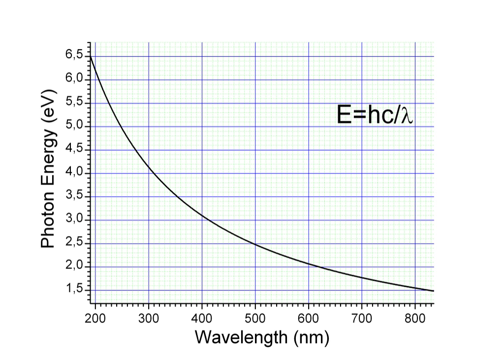1 over kB equals 1.602 176 53 14 times 10⁻¹⁹ J per electron volt over 1.380 6505 24 times 10⁻²³ J per K equals 11 604.505 20 K per electron volt.